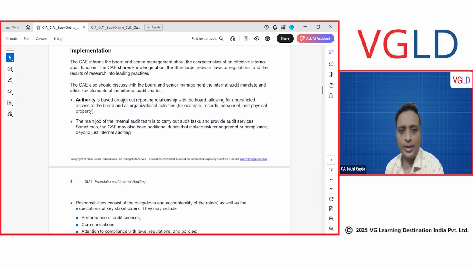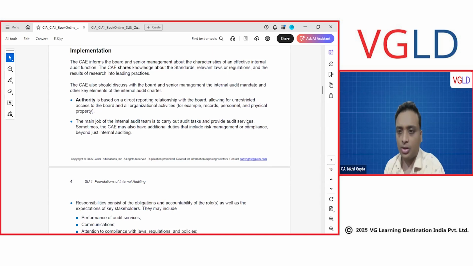So authority is based on a direct reporting relationship with the board, allowing for unrestricted access to the board and all organization activity, for example, records, personnel, and physical property. The main job of the internal audit team is to carry out audit tasks and provide audit services. Sometimes the CAE, Chief Audit Executive, may also have additional duties, including risk management and compliance beyond just internal audit.